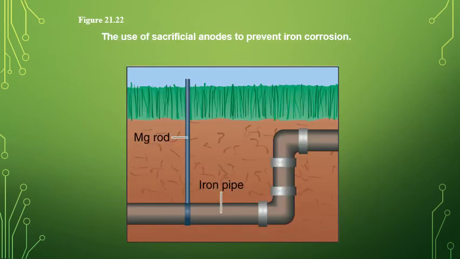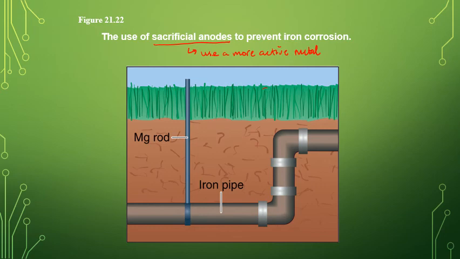So the last thing that we're going to discuss is the use of sacrificial anodes to prevent iron corrosion. So basically what that means when we have a sacrificial anode is they're going to use a more active metal, and that more active metal will undergo the oxidation process instead of the iron. So it's easier for the other substance to undergo the oxidation.